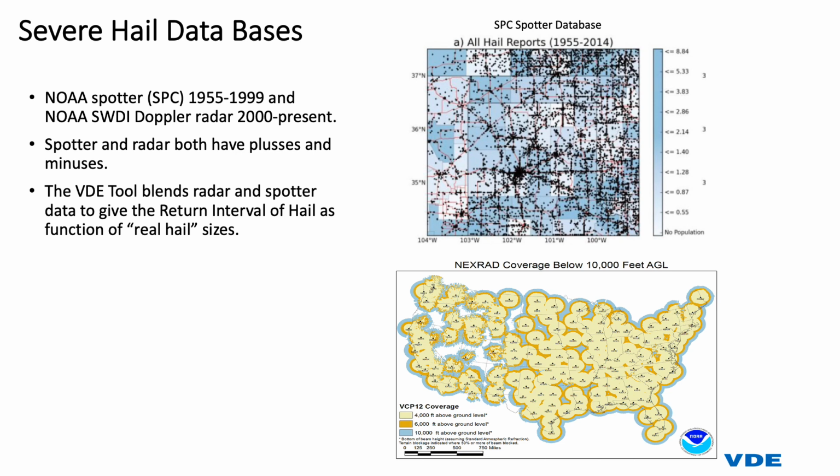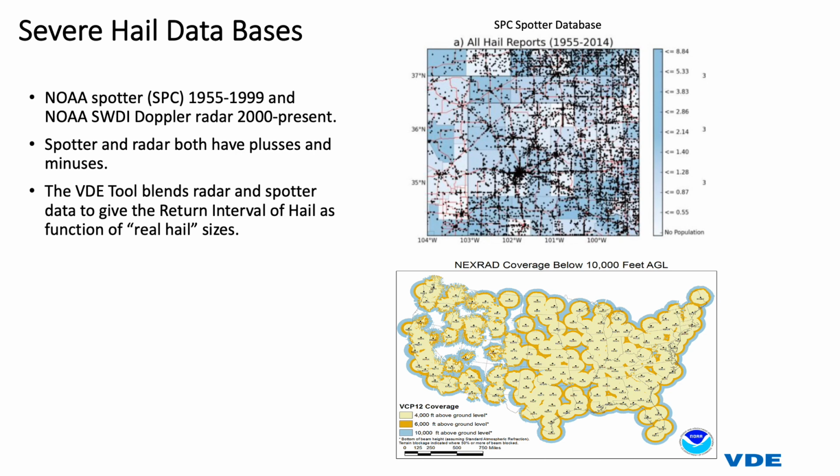So there are two publicly available databases of which we are aware, and both of these databases should be approached with some care. The first is NOAA's SPC spotter database, and the second is NOAA's NEXRAD Doppler radar database, and both have pluses and minuses. In conjunction with Professor Allen of CMU, VDE has developed a tool to blend these two resources to provide return intervals for different sizes of naturally occurring hail across the continental US.